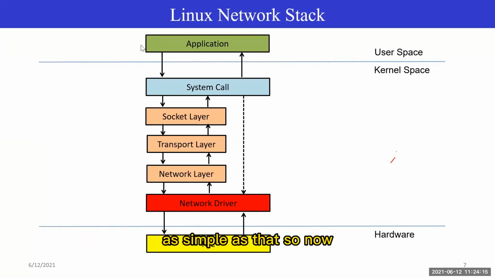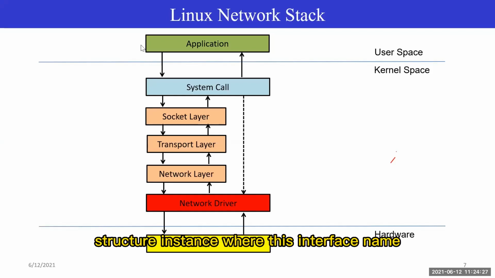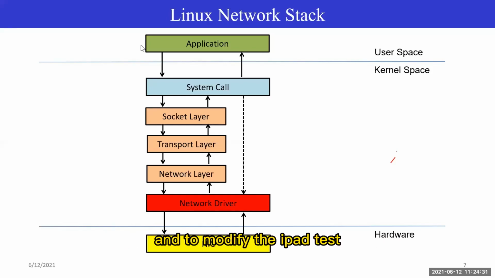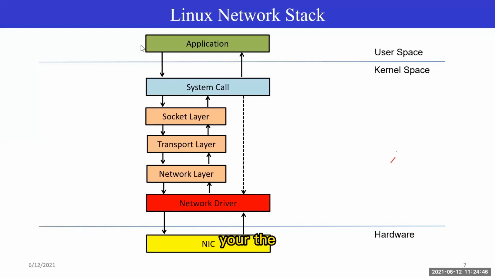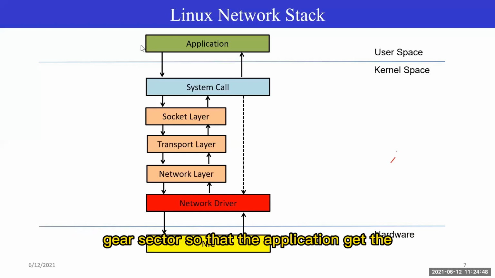Now when you are calling IOCTL, it will go through that linked list of net devices and find the structure instance where the interface name is eth0, and then modify the IP address of that if you are setting the IP address. Now, if you are getting the IP address, then it will get the information from that net device structure and populate your data structure so that the application gets the data.